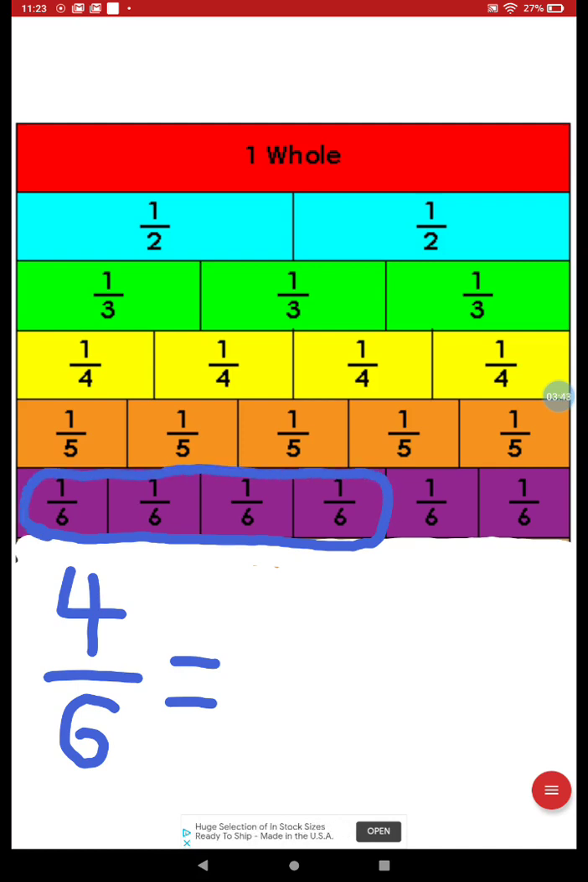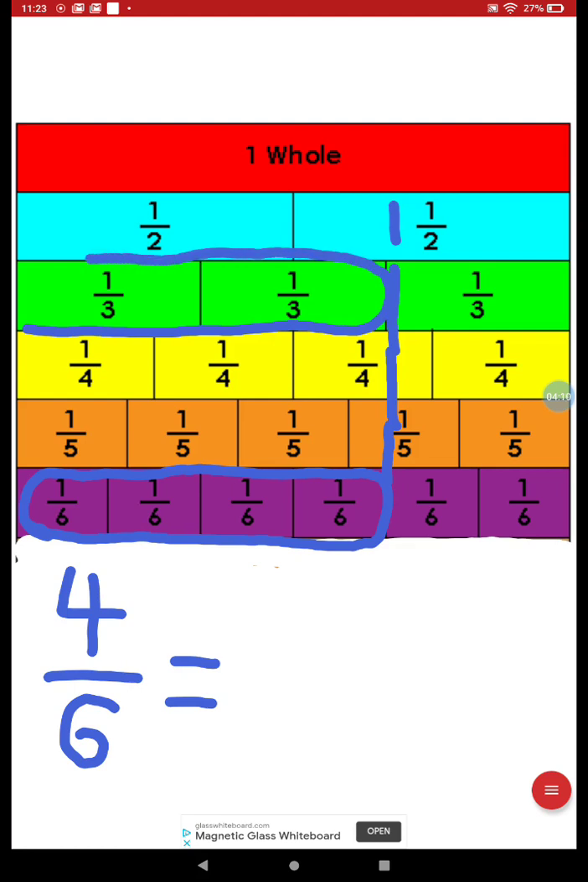Well, let's take our pen and go straight up. 5th? No, I can't break a 5th into a different piece. 4th? No, that doesn't quite match. 3rd? Yes. Let's keep going. 1/2? No. All right, so 3rd is it. Well, how many thirds equals 4/6? Let's circle them. 1, 2. 2/3 equals 4/6. 2/3.